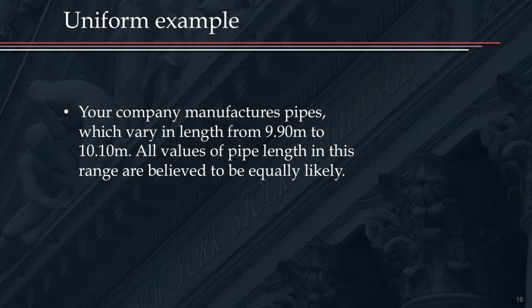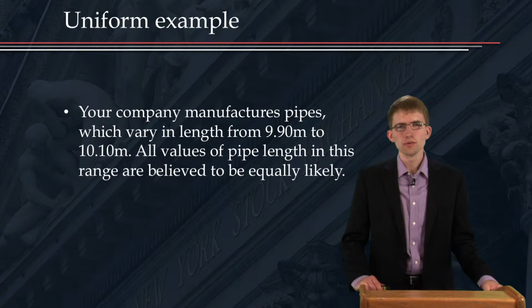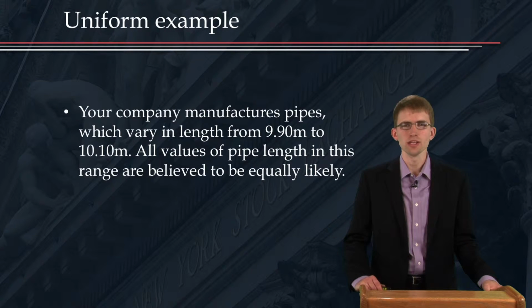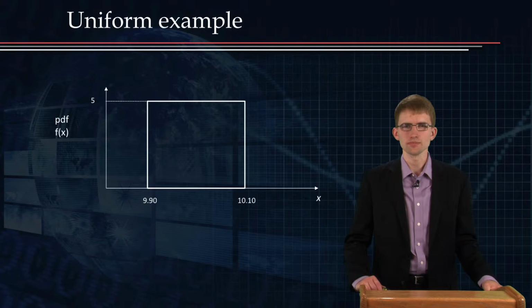Let me give an example. Suppose that you have a company that's manufacturing industrial pipes which vary in length from 9.9 meters to 10.1 meters. And suppose that you think that all the values of pipe lengths in this range are believed to be equally likely because of the way that your machinery works. So this equally likely idea is important. This is what characterizes a uniform distribution.